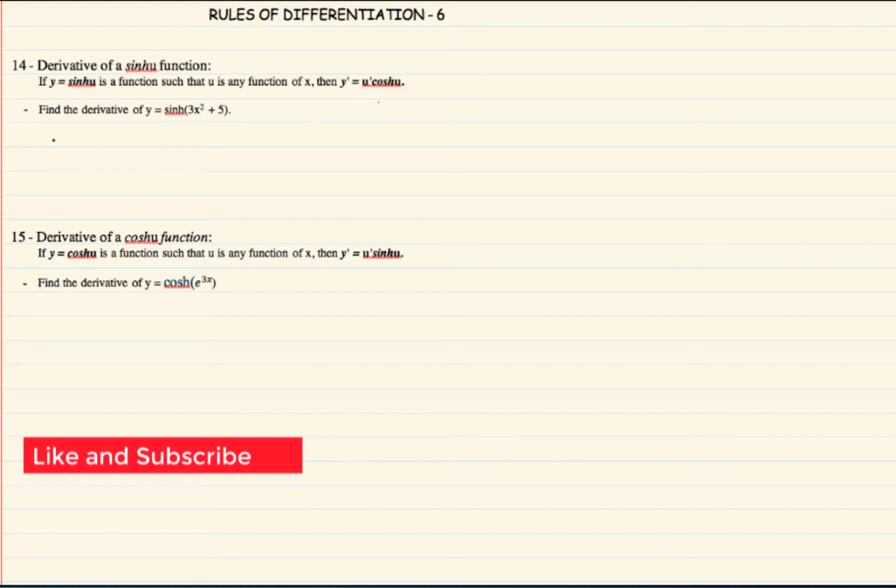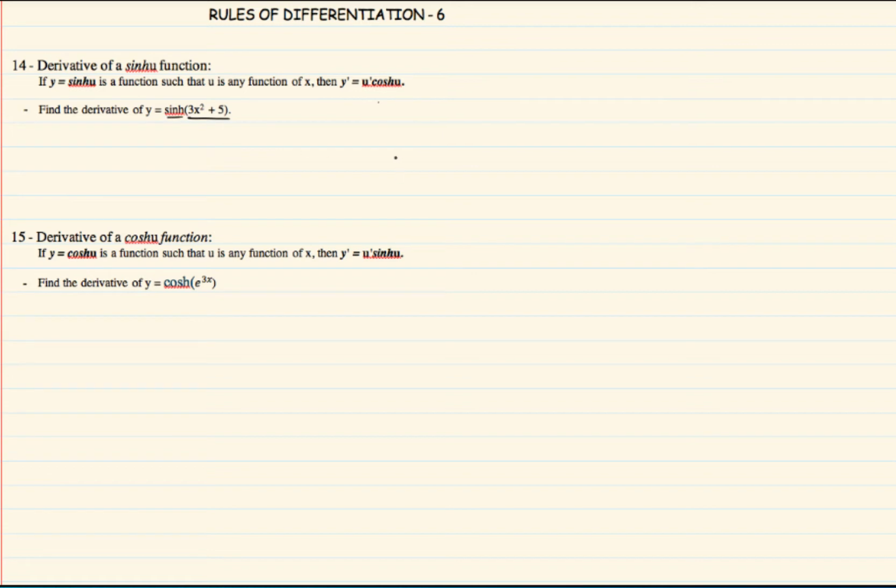For example, we have y is equal to sine hyperbolic of 3x squared plus 5. This is the argument, so we have to find the derivative of the argument, then multiply by the inverse of this sine. So we can take this argument and put it aside, so we have 3x squared plus 5. Let us call this f of x. The derivative of this argument is going to be, by the rule of the powers, 6x plus 0. The derivative of a constant is 0.